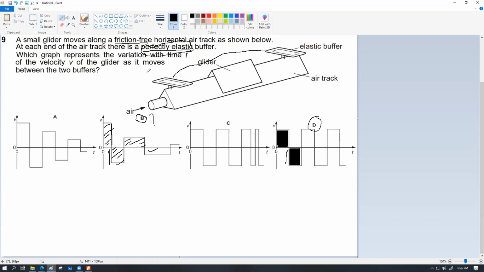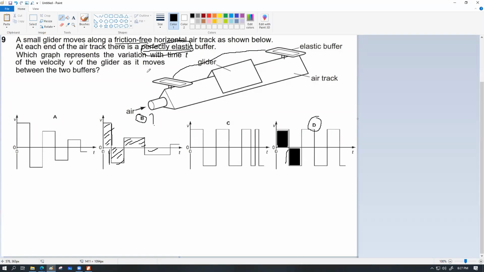What does an elastic buffer do? It makes a perfectly elastic collision so that the glider rebounds with the same exact speed as it was coming with. Energy is not lost; exactly as much kinetic energy as it hits with, it can rebound with. The speed stays the same, but the velocity reverses. Velocity is a vector, so the velocity reverses but the magnitude stays the same. Exactly, that's what I meant.